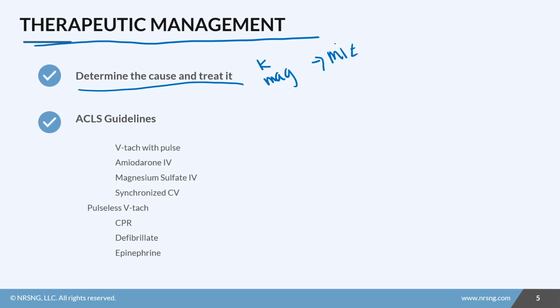If they have a pulse or don't have a pulse and you see this rhythm, we've got to follow ACLS guidelines. So if you know that your patient has a pulse, we can start them on amiodarone. Usually we do a bolus of 150 milligrams and then follow with 1 milligram a minute after that. We can also do magnesium sulfate, which is either 1 or 2 grams, just depending on what's ordered. If that does not work and the VTach still persists, we can do a synchronized cardioversion.